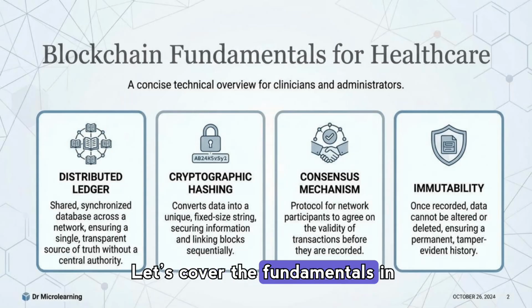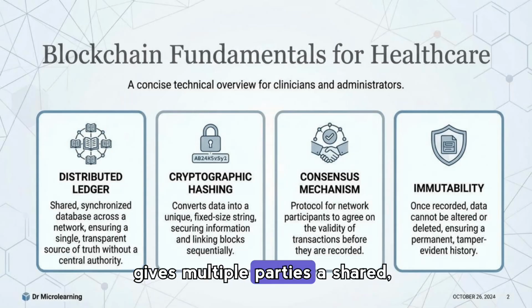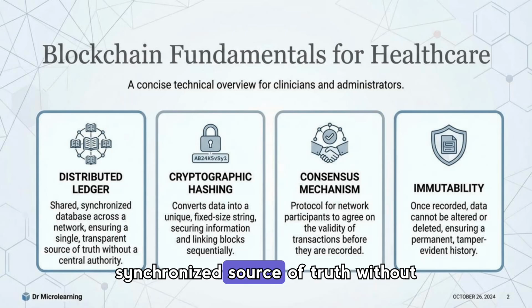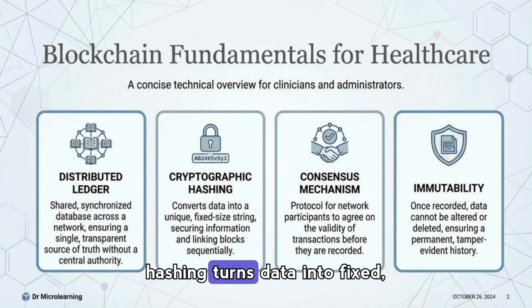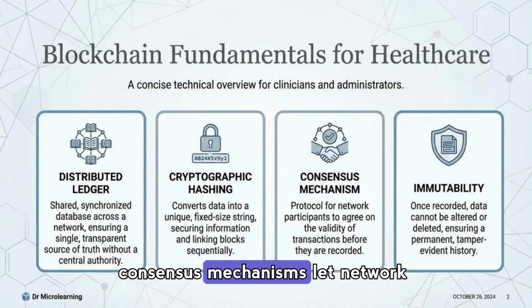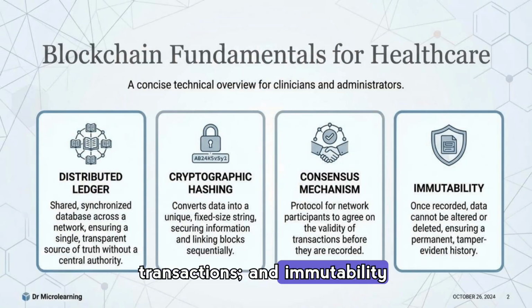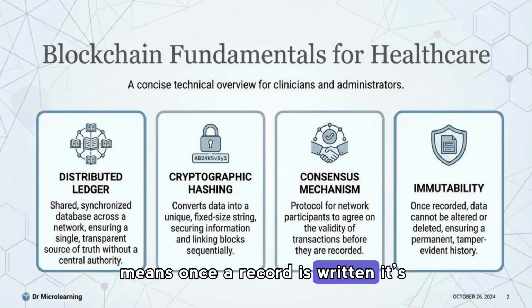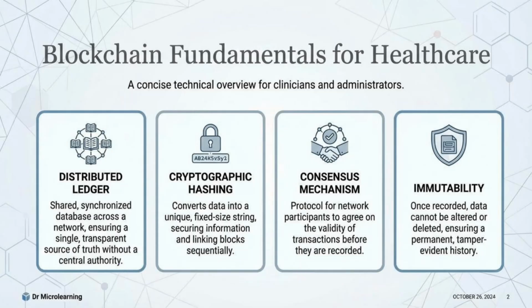Let's cover the fundamentals in plain terms. A distributed ledger gives multiple parties a shared, synchronized source of truth without a central gatekeeper. Cryptographic hashing turns data into fixed, tamper-evident fingerprints. Consensus mechanisms let network participants agree on valid transactions. And immutability means once a record is written, it's permanent and auditable, which is critical for clinical trust and compliance.